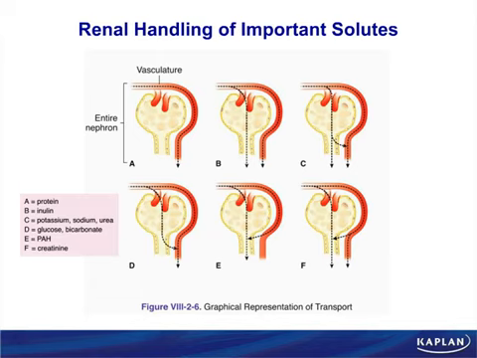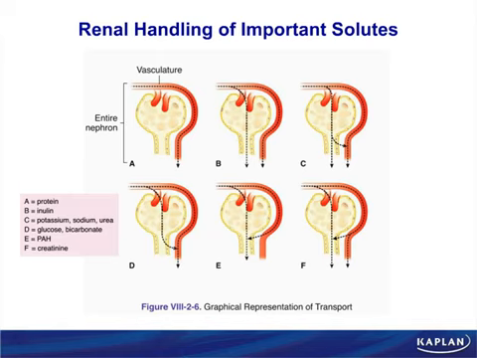D would be something that is completely reabsorbed like glucose in a non-diabetic. Notice it's completely reabsorbed. There's nothing excreted. The excretion rate here is 0. E would be something like PAH at low concentrations. It is filtered. It is completely secreted. And the clearance here is equal to the renal plasma flow. The entire renal plasma flow is cleared. And if you look in the renal veins, concentration is 0.